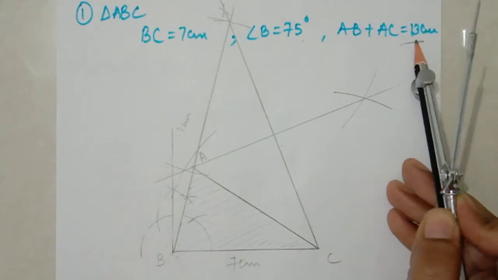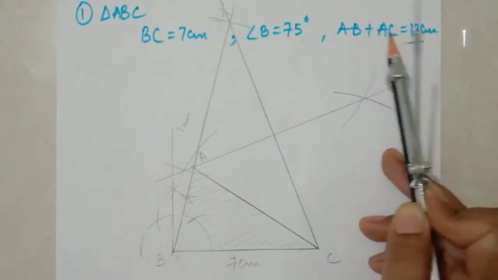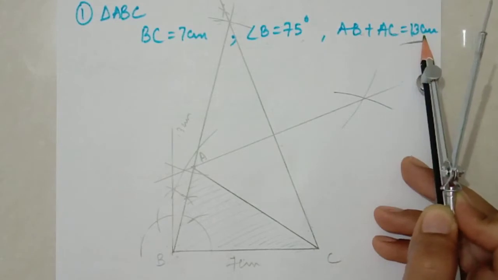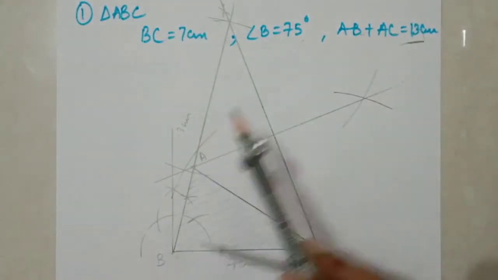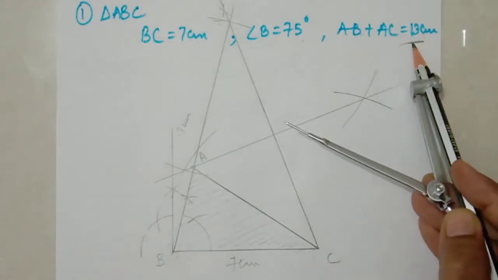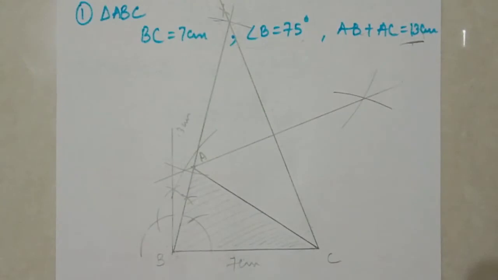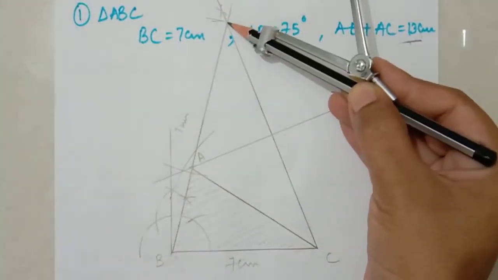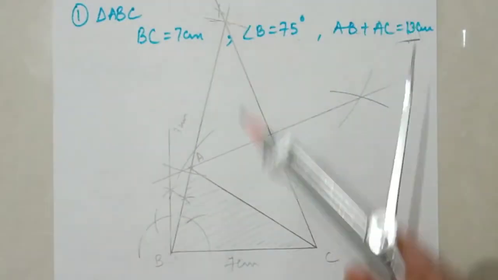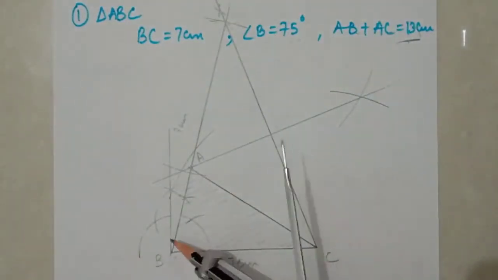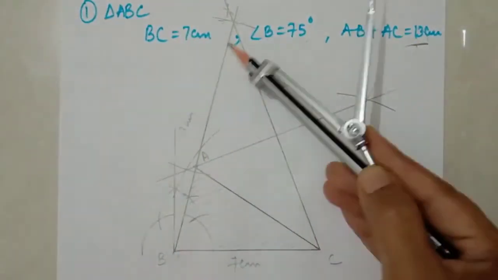Third step, we have to mark an arc, since it is already given that the sum of the two sides is 13 centimeters. So we have to take B as a center, open our compass 13 centimeter, and then mark an arc at any other point. This arc cuts the angle line at point X. This is not our third vertex of the triangle ABC, because this is the sum of two sides, not the second side.